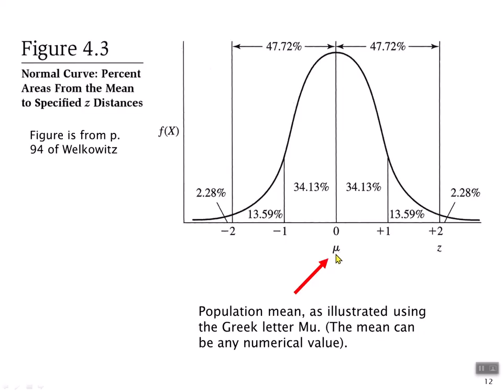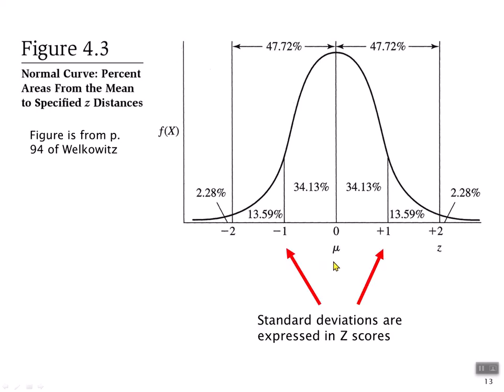And so we put our population value here, Greek letter mu. And the standard deviations here are expressed as z-scores.